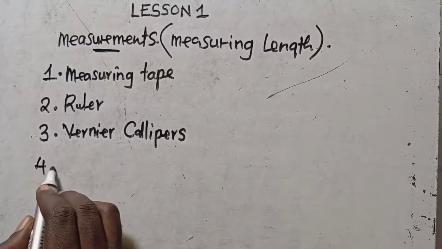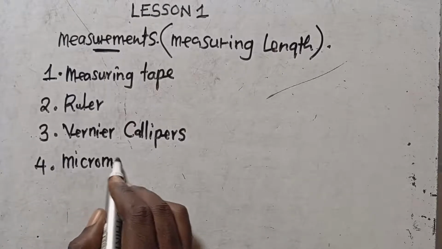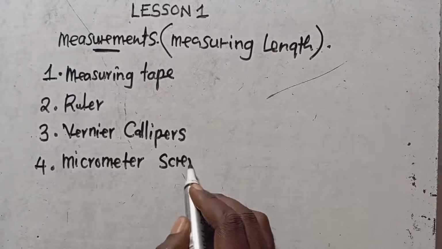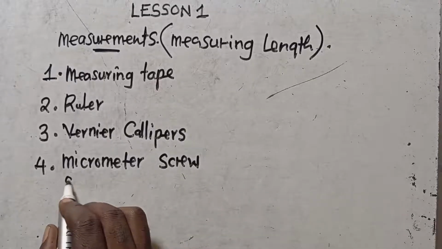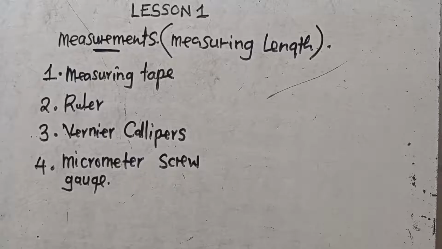The fourth one is called a micrometer screw gauge. This is what you need to understand. These are the most used instruments in the world to measure length. So each time you want to measure length, we consider these instruments that are here.